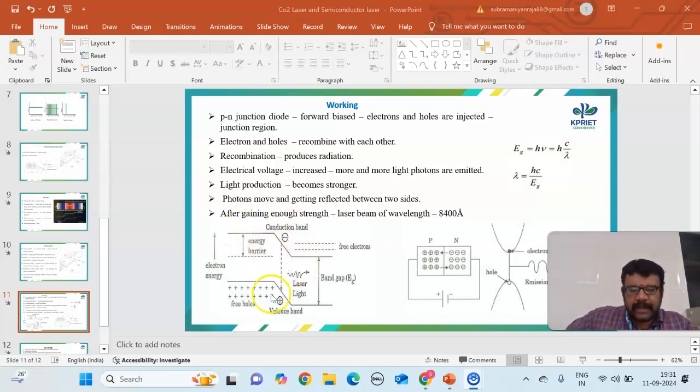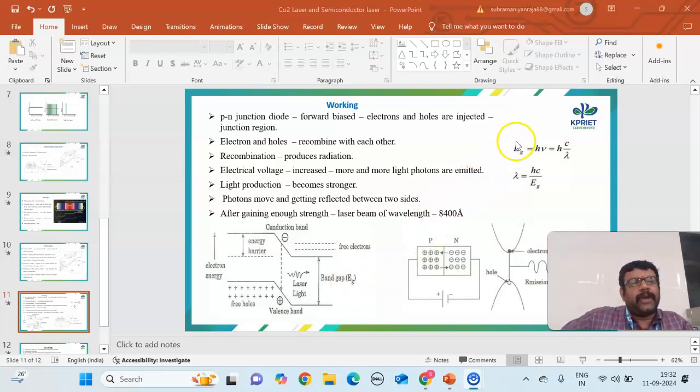So this is the conduction band. This is the valence band. As I said earlier, free electrons are there, and these are holes. When the electrons come down to the valence band, they recombine with each other. As a result, your laser light is emitted. The energy difference between these two bands is called the band gap or energy gap, commonly denoted as Eg.